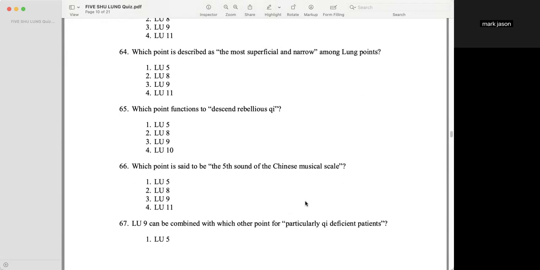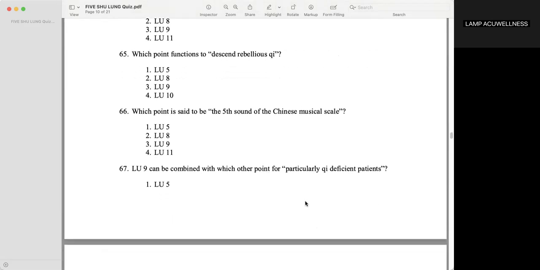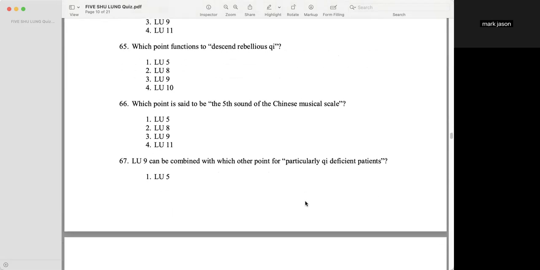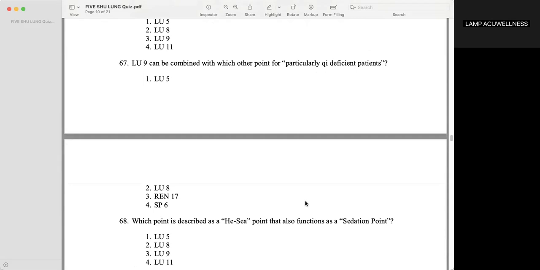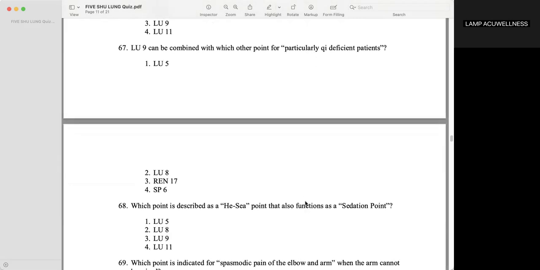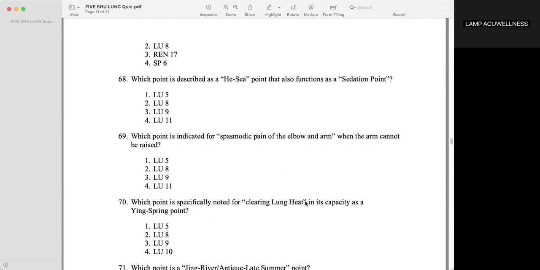Lung 11. Which point functions to descend rebellious qi? Lung 10. Which point is said to be the fifth sound of the Chinese musical scale? Lung 11. Lung 9 can be combined with which other point for particularly qi deficient patients? Ren 17. Which point is described as a Huiyi point that also functions as a sedation point?